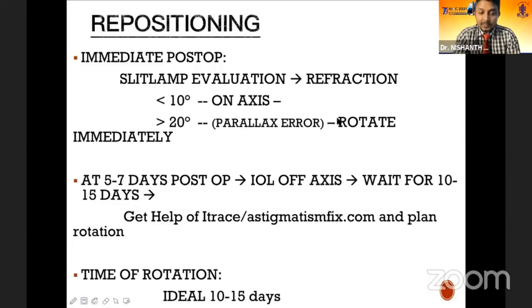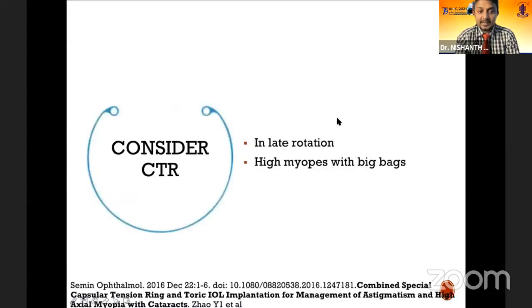So after 5 or 6, 1 week post-op, if you find that it is off axis, you should always wait for around 10-15 days, because that is where the bag is starting to get phimosed. So you don't know exactly whether that is going to be the final refraction or it might change. So what Dr. Ramesh has told before is 2 refraction to be done at the interval of 2 weeks apart and have a stable refraction. Once you see that every 2 weeks apart, 2 refractions are stable for spherical and cylinder, then you can plan according to your astigmatic fix or eye trace. And the time of rotation ideally will be around 10 to 15 days.